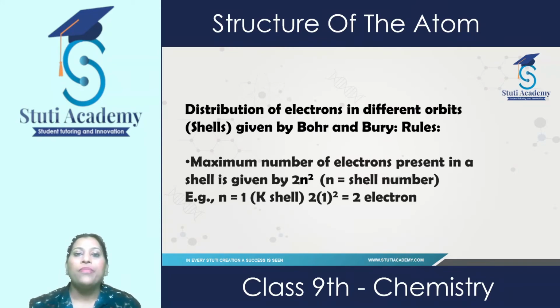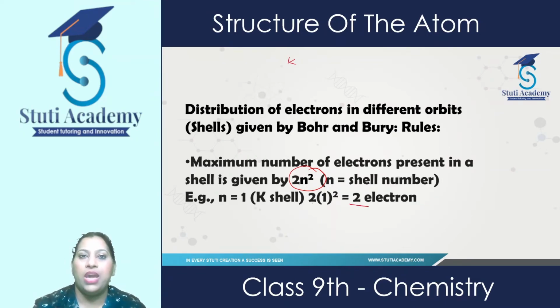Then how these electrons are distributed in these orbits or the shells. The formula for this is 2n square, where n is the number of shells. If n is equal to 1, we are talking about the K shell. According to the formula, 2 electrons can be accommodated in the K shell.